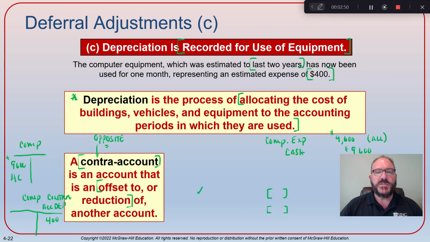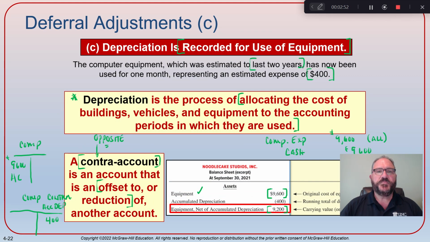Now the next one is depreciation. Okay? So depreciation is recorded for the use of equipment. So what depreciation is, let me explain. Let's say a company buys a computer for $2,400, and they think the computer is going to last them for 2 years, right? So you got $2,400 and you got 2 years.